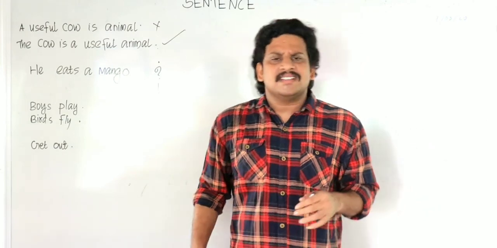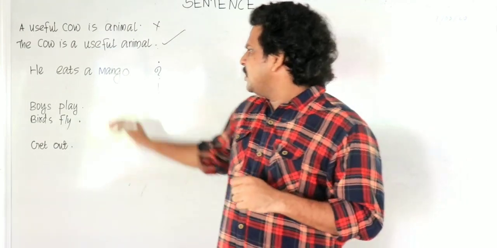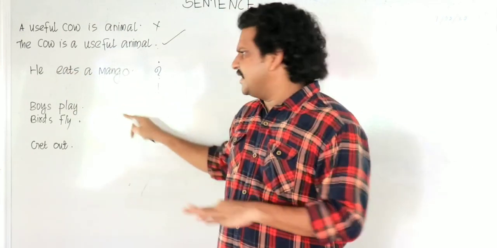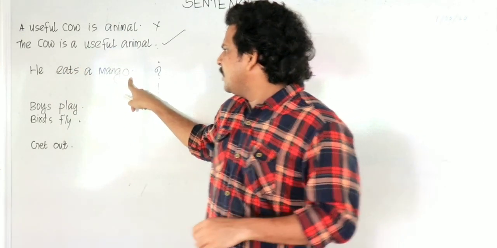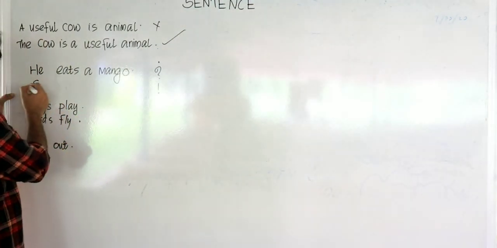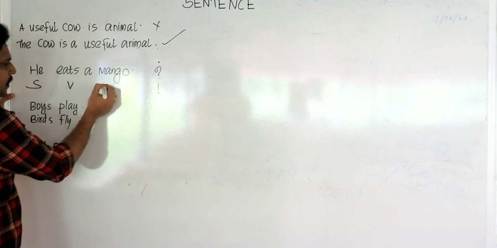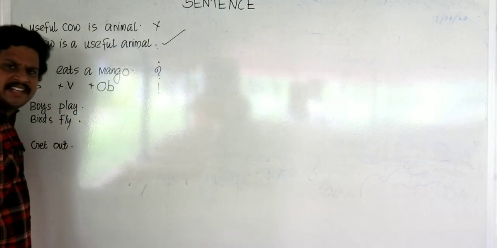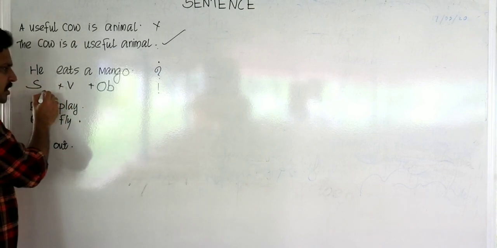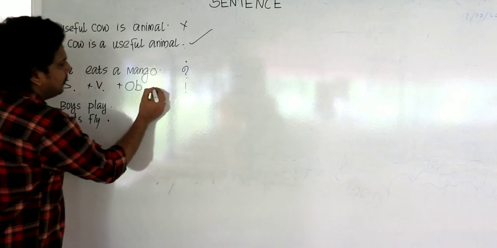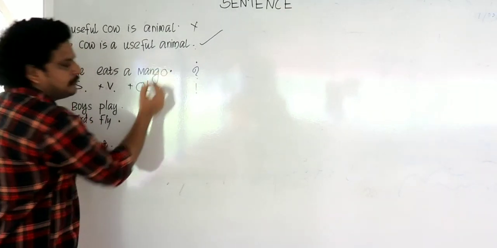Then, what are the things which constitute a sentence? Look at this sentence. He eats a mango. Here, he, subject, eats, verb, a mango, object. So, a sentence consists of a subject, a verb, and object. Okay? Then a punctuation mark, that is here a full stop.